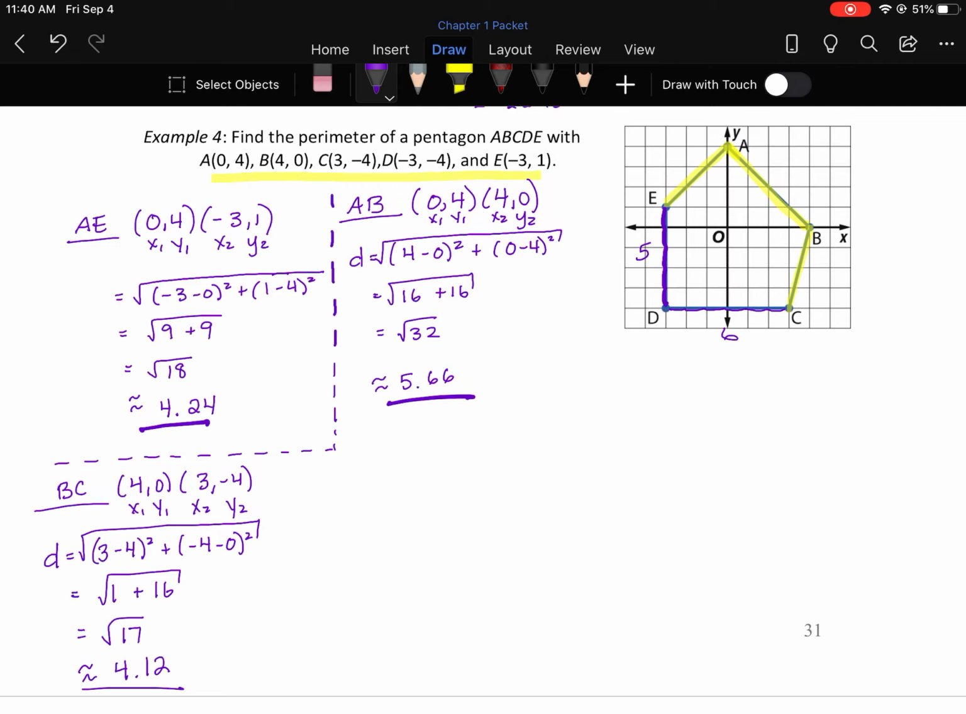All right. We're not done, though, but we're almost done. All right, so perimeter of this pentagon. We have to add up all the sides. So that's going to be 4.24 plus 5.66 plus 4.12. But then don't forget these two guys up here, plus 6 plus 5. All right, so type them in the calculator, do all that good work, and you get approximately 25.02 units because we don't know the units.